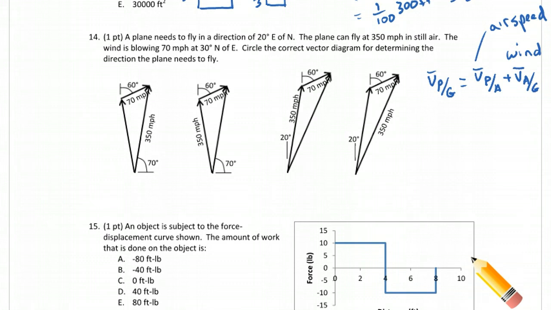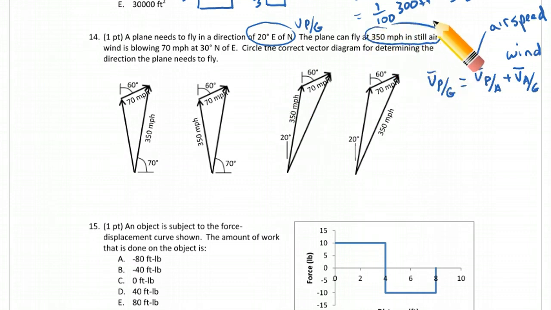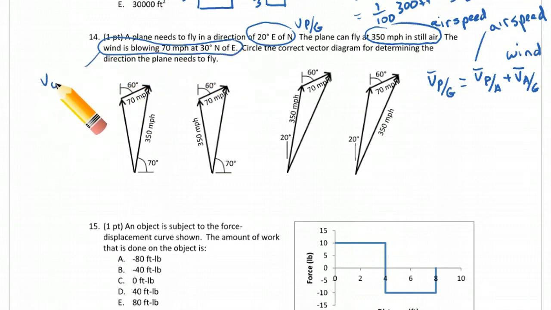So we're given 4 vector diagrams here. Let's figure out which vector's which. It needs to fly in a direction of 20 degrees east of north. So that gives us the direction of the velocity of the plane with respect to the ground. Okay, here's the magnitude of the velocity of the plane with respect to the air. So we said that was airspeed. And here is the velocity of the wind, or excuse me, air, is the way we wrote it, with respect to the ground, or the wind.